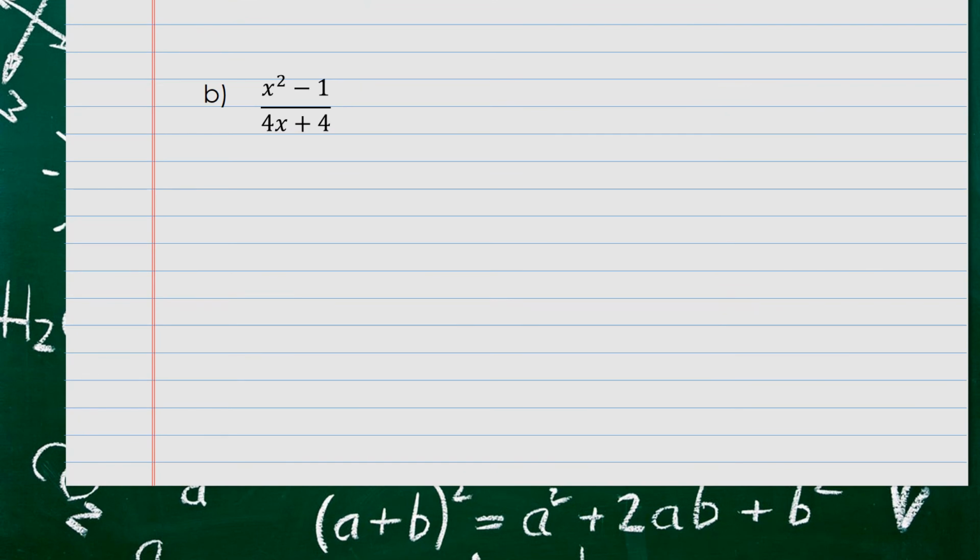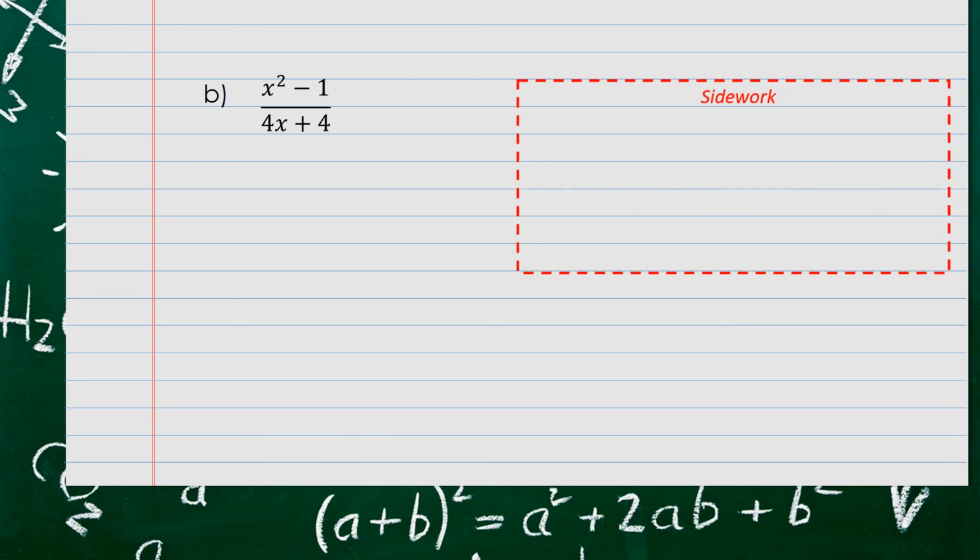Example B, we have x squared minus 1 all over 4x plus 4. So again, we're going to do our side work on the side of our paper, and we're starting with our numerator of x squared minus 1. We check and see, do they have anything in common? And they don't. So we move on to the AC method, and what you may notice is the middle term's missing. So I rewrite it as x squared plus 0x minus 1.